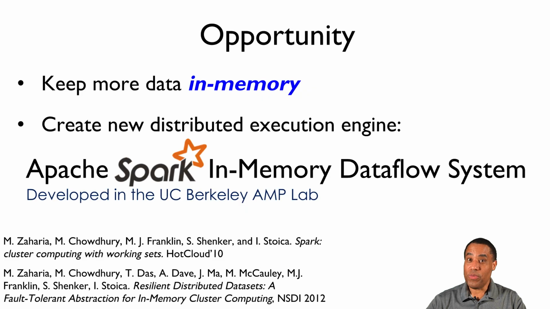So, there's an opportunity here. The opportunity is we can keep more data in memory. And we can do that by creating a new distributed execution engine. And so that's what we did in the AMP lab that I was part of. That's the Algorithms, Machines, and People lab here at Berkeley. We created Apache Spark, an in-memory data flow system. There's a couple of research papers that have come out of it. These are perhaps the most important papers, and I recommend that you take and read them.